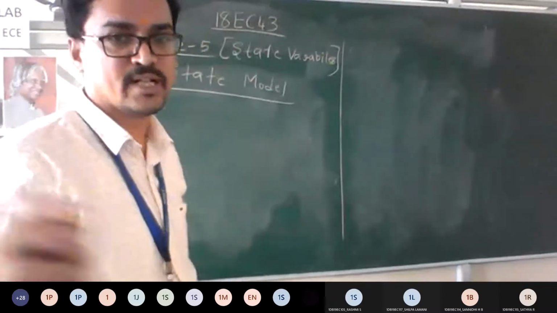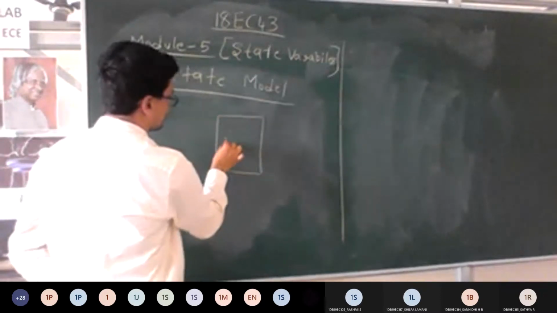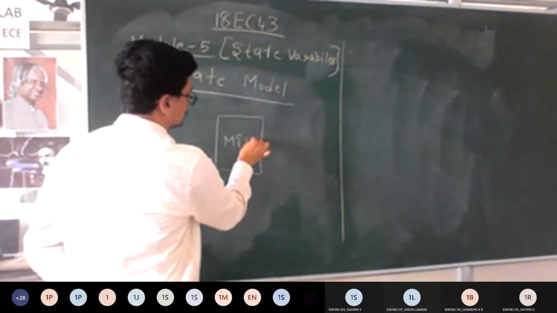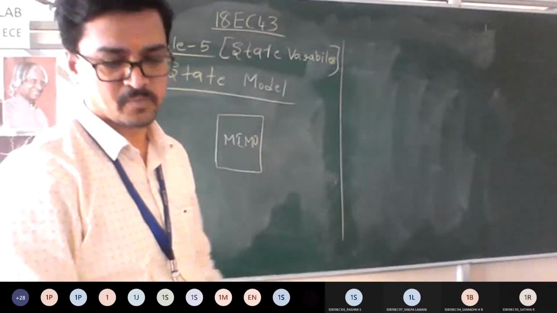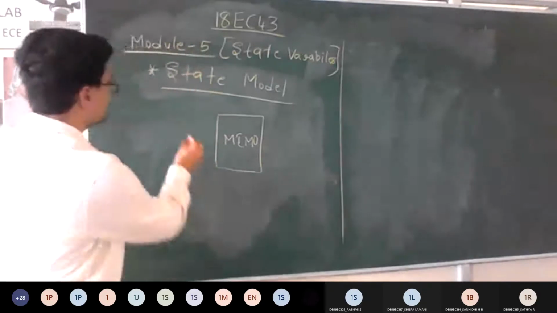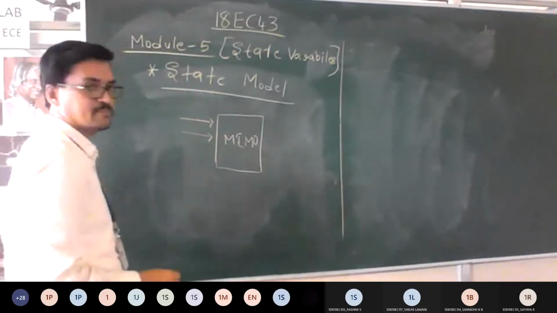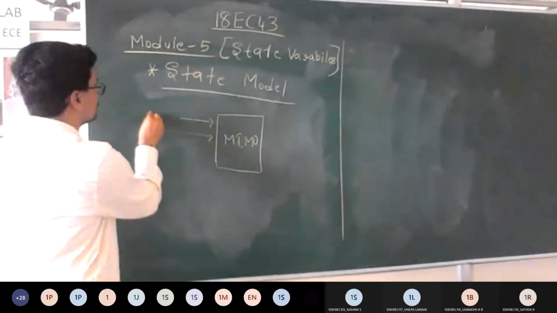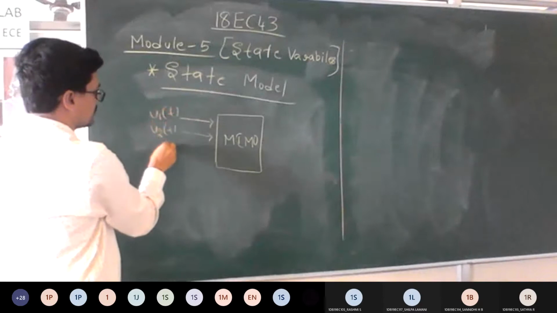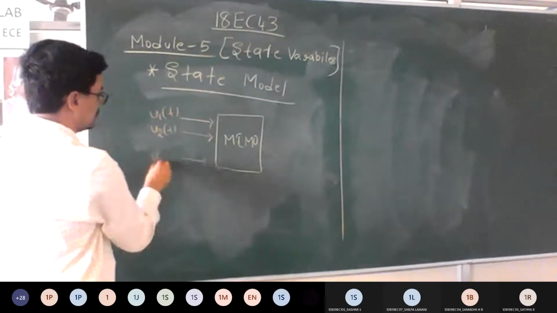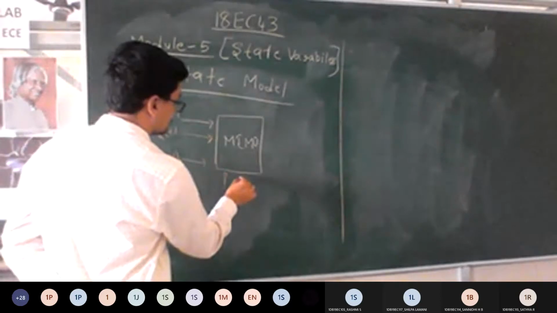So, derivation. Let's consider a system that is MIMO. I hope you know the meaning of MIMO now: multiple input, multiple output. For this, I am going to give my input variables. The input variables you are going to designate as u1 of t, u2 of t, so on till un of t.